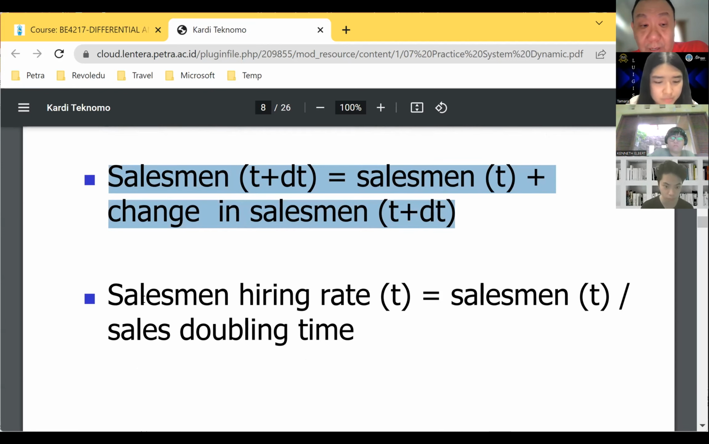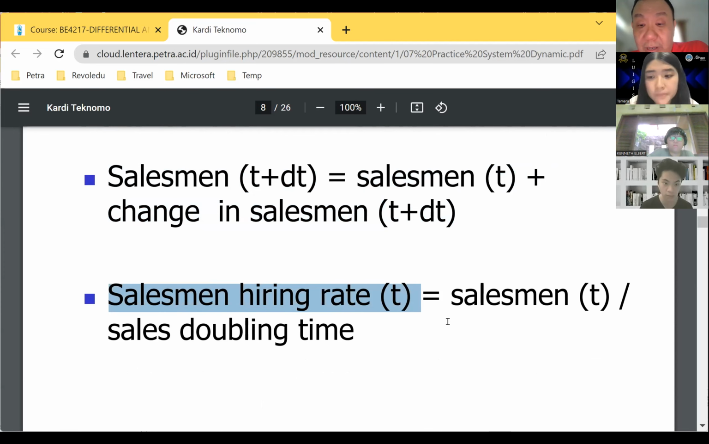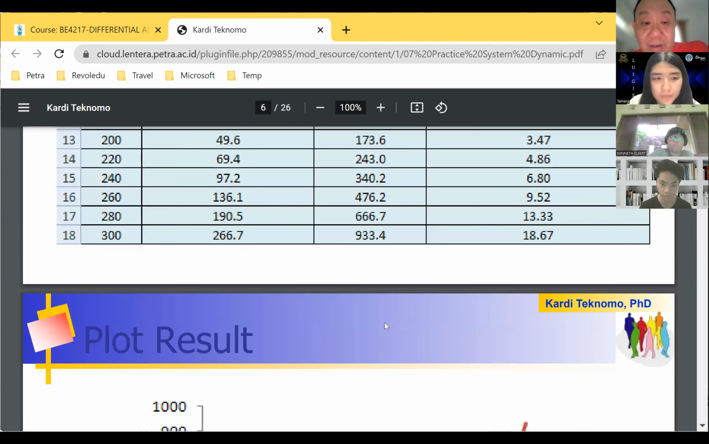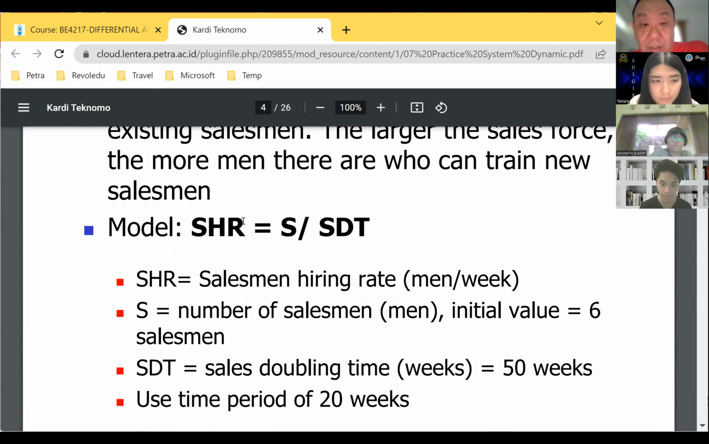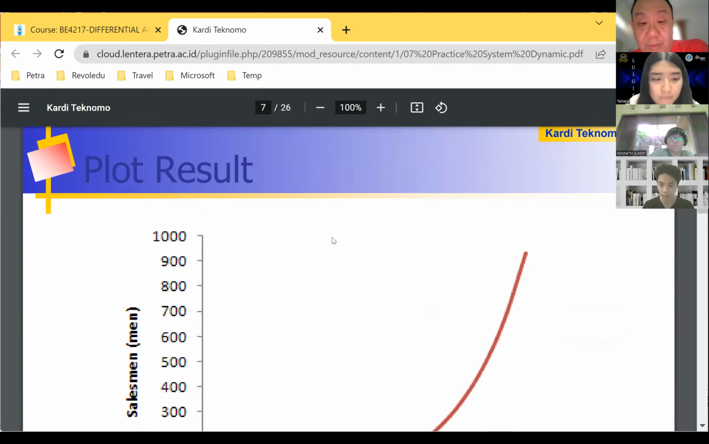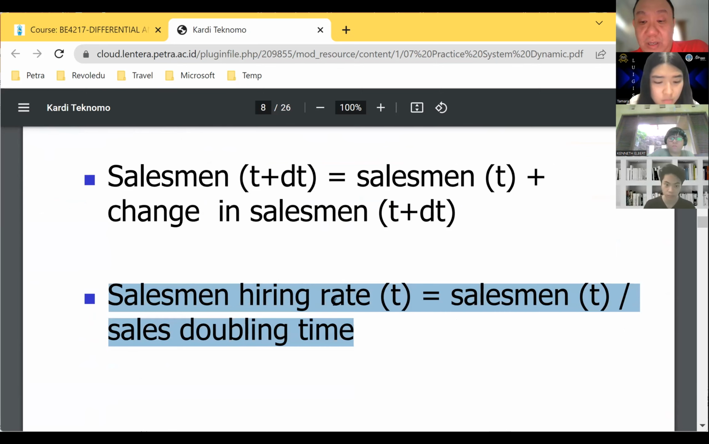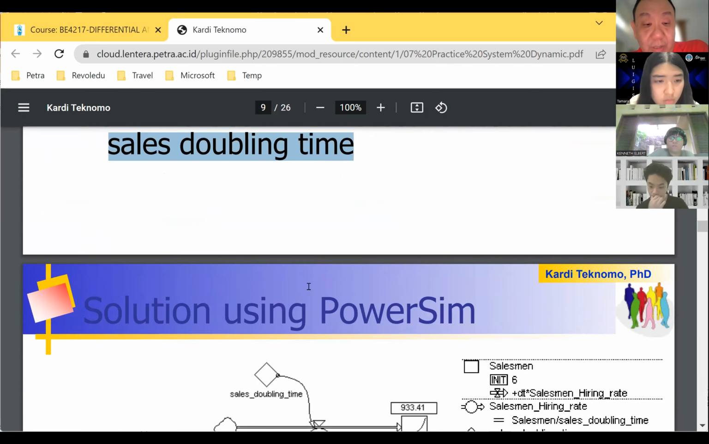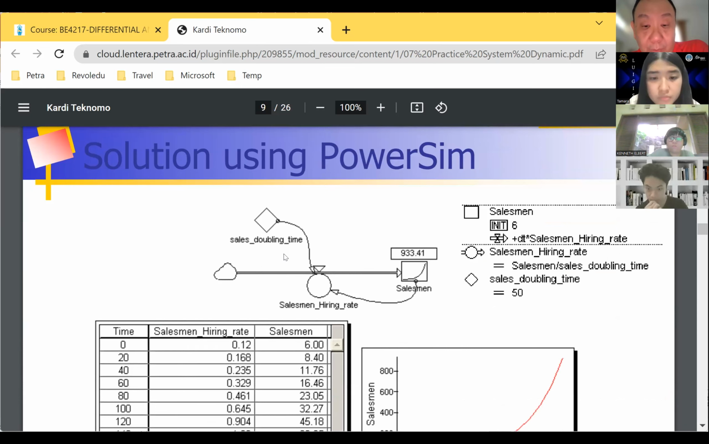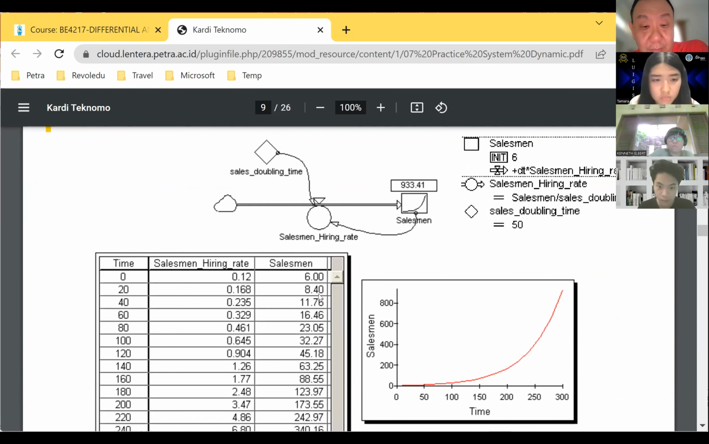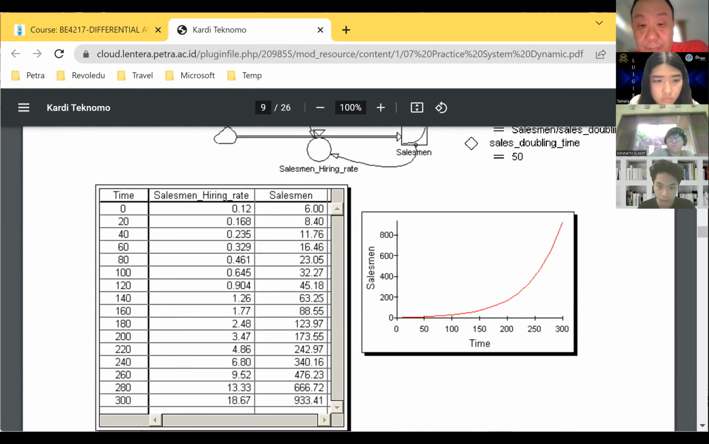And then after that, you will see the salesman hiring rate is the one that we define here. SHR is S divided by SDT. So this is the one that you decide. In this example, we are giving this design already. With this, if I use PowerSim, the software, I will get exactly the same result. Or you can use VenSim, or you can use Excel.